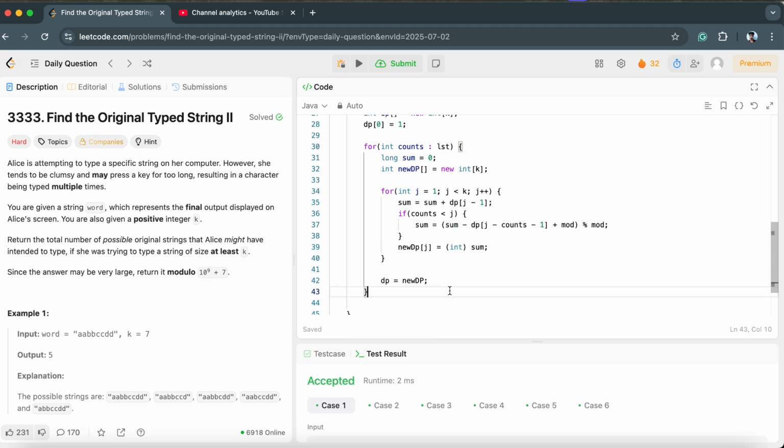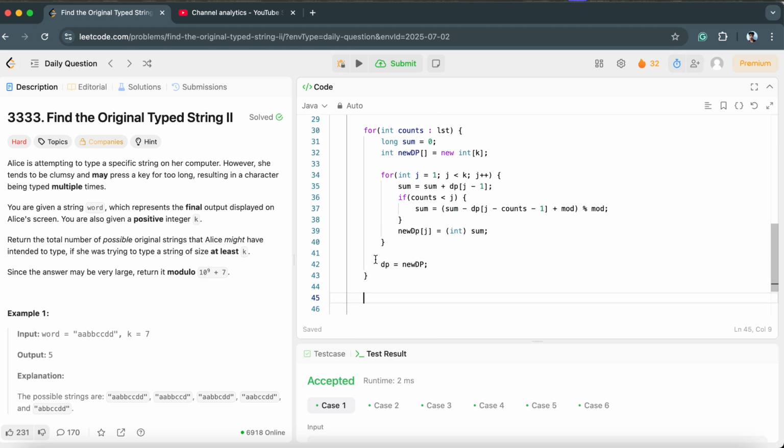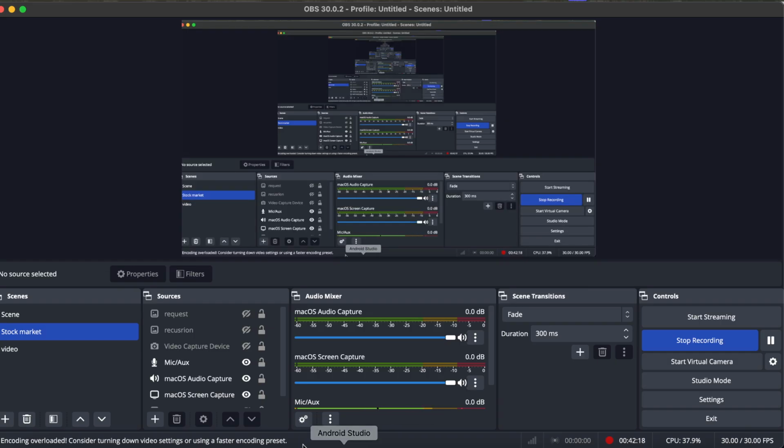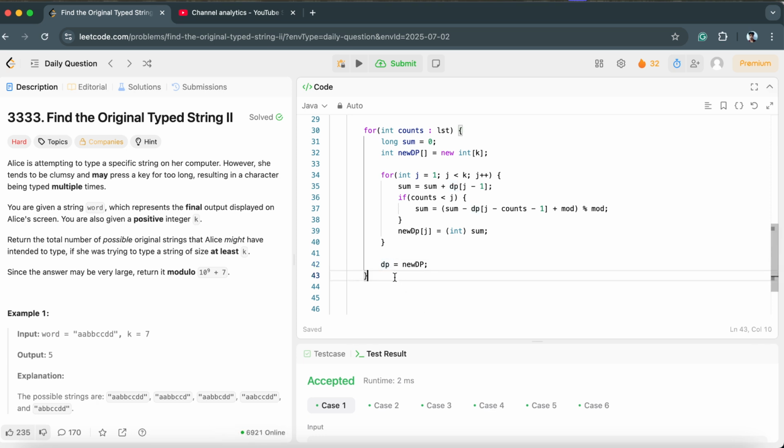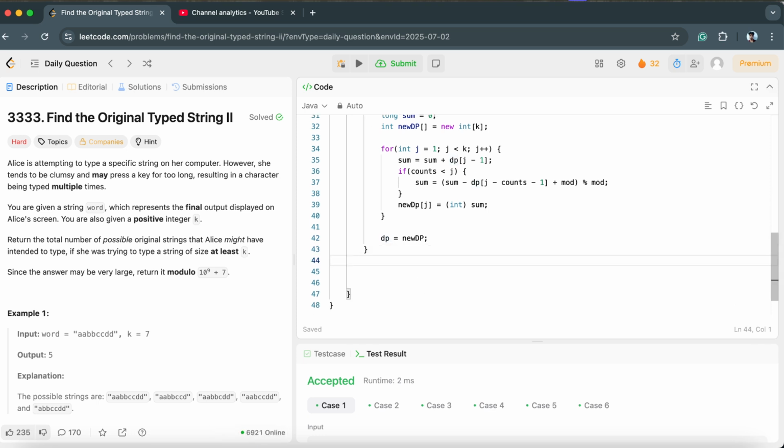Now the moment this is done, we will get all the invalid information into this particular dp array. Let me see if it is getting updated. Okay, it is getting updated. So in this dp we got all the invalid counts.